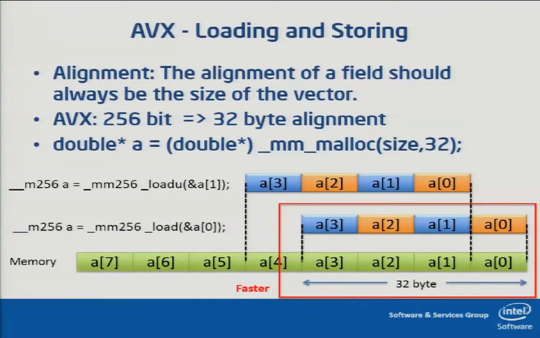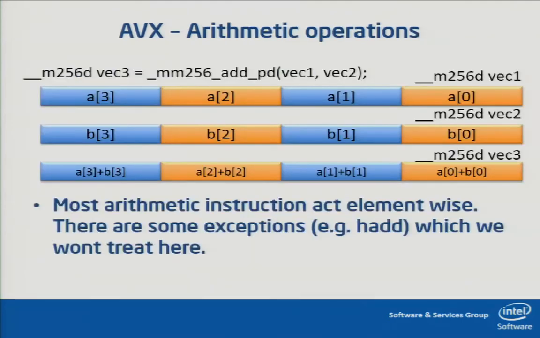In order to establish alignment, there is _mm_malloc: you give the size of the field you want to allocate, and then you put the alignment here. In the case of AVX, it has to be 32 bytes. In case of the MIC architecture, it will be 64 bytes. Okay, this is how we get it into the vector.